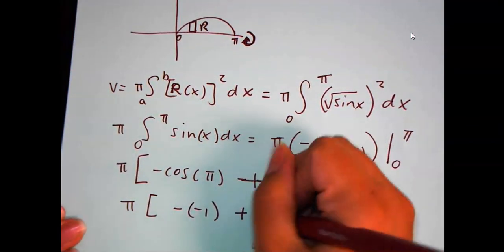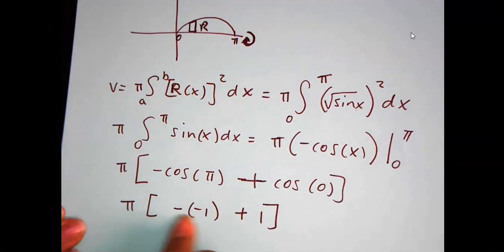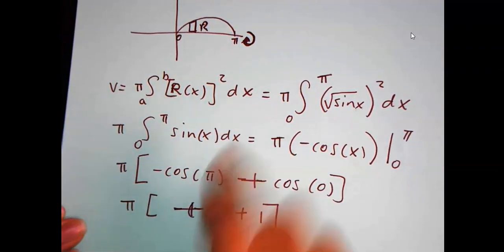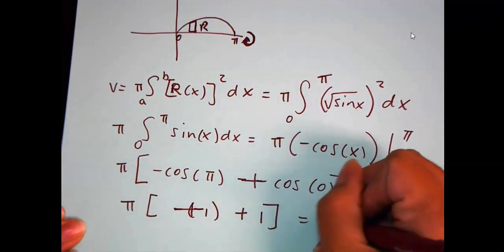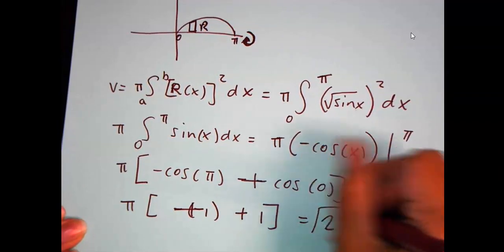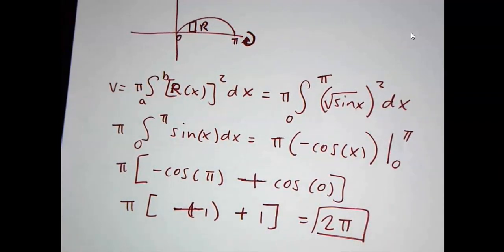Plus cosine of 0 is 1. Again, that becomes a positive 1. So 1 plus 1 is 2. The answer will be 2 pi. The final answer is 2 pi.